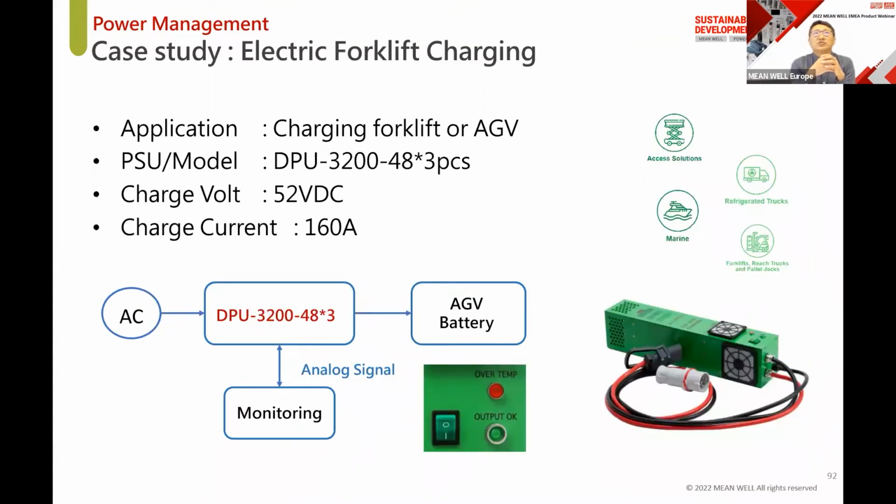Another example of charging is, in this case, the forklift charging device. They are using a very compact DPU 3248, 3 units in one box. The output is changed to 52 volt, and together it provides 160 amp. The alarm signal is taken out to the panel, so on the device you can see clearly all the functional status inside.